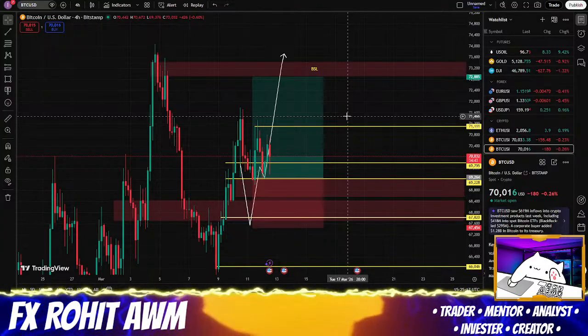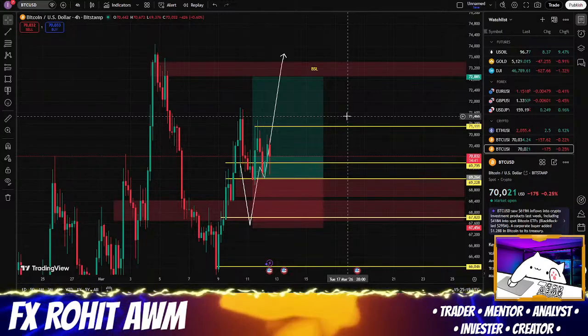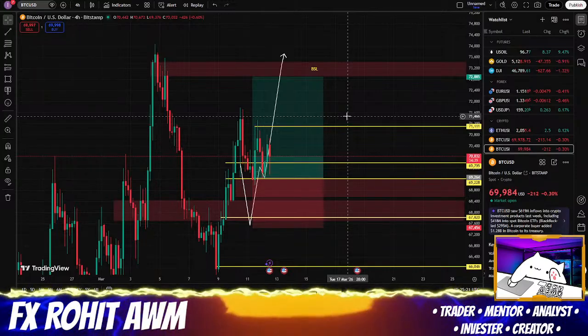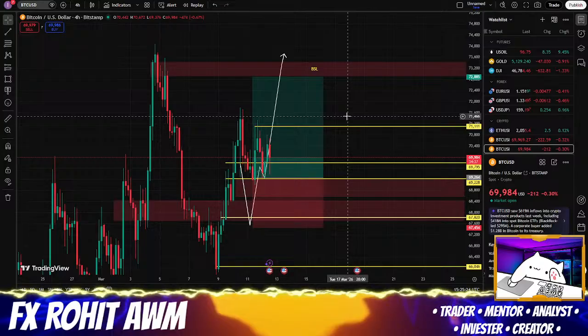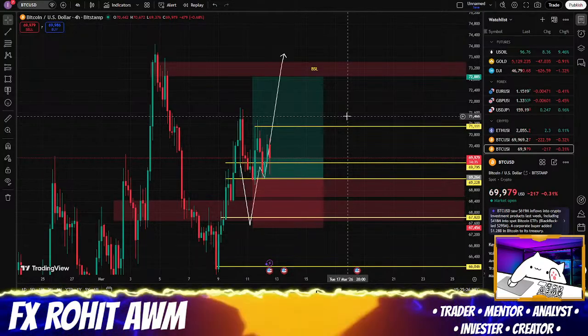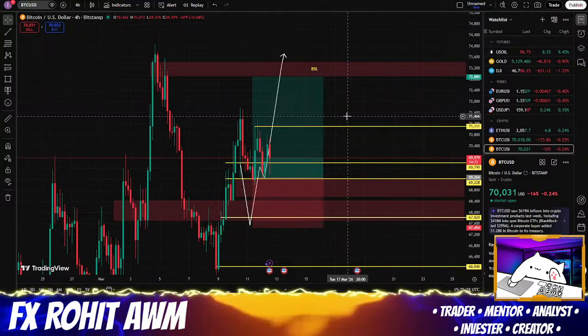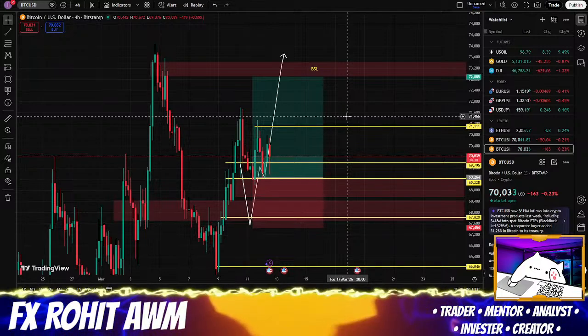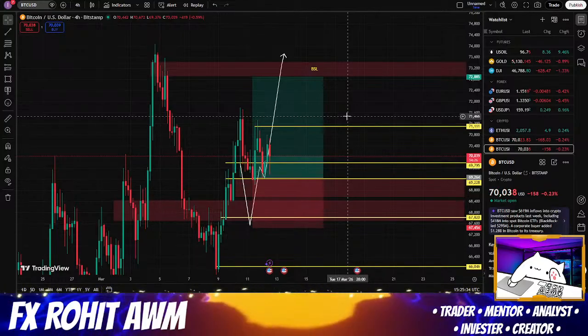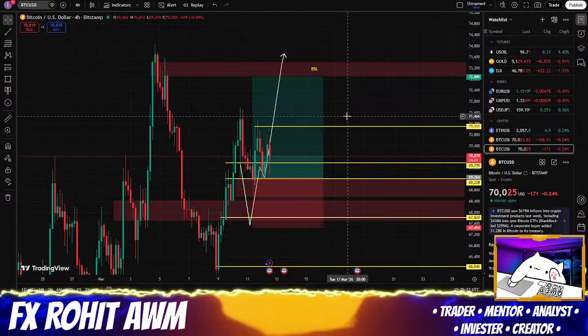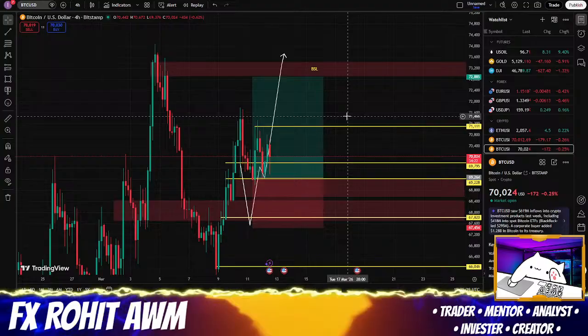And rule number one, guys. Here are the golden rules of risk management. Never risk more than 1 to 2% of your capital on a single trade. And rule number two, guys, is stop loss is not your enemy, it's your protection.